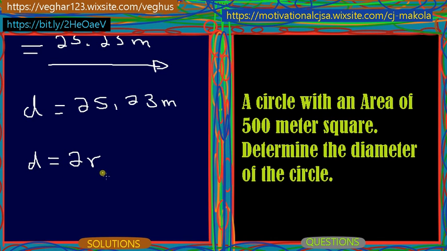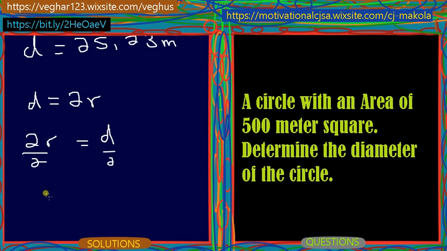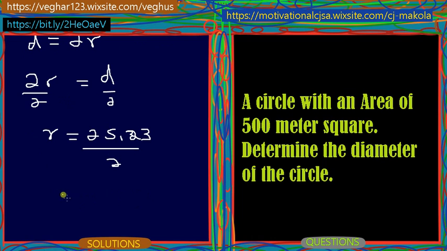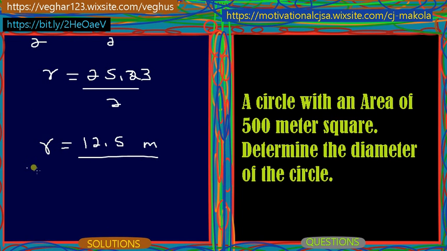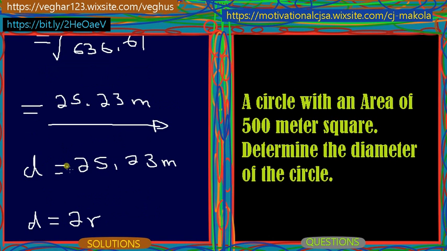In case they say to calculate the radius as well, because the equation of the diameter and the radius are related like this, and you want the radius from the diameter, you just divide both sides by 2. So 25.23 divided by 2, you'll find something like 12.5 something meters, maybe 12.7, 12.6. But the radius will be like this in case they say to calculate the radius.